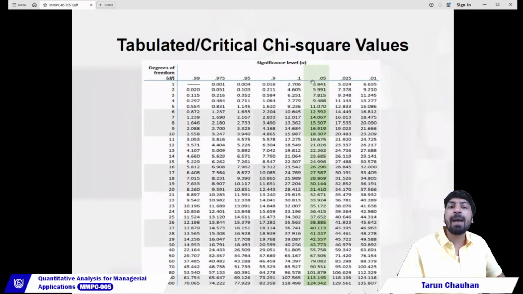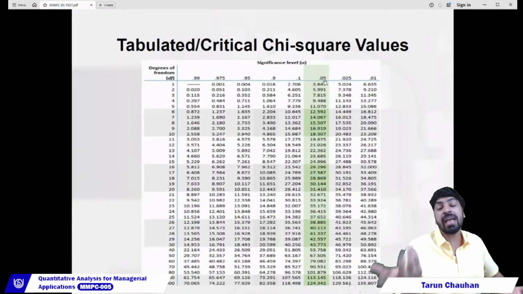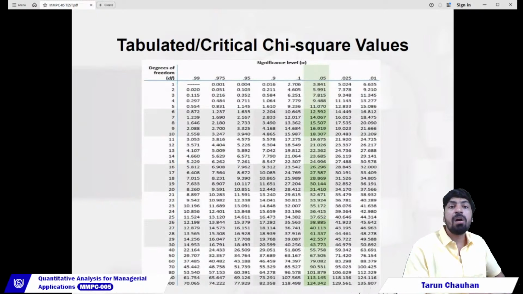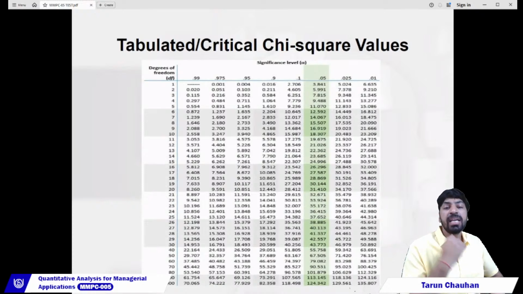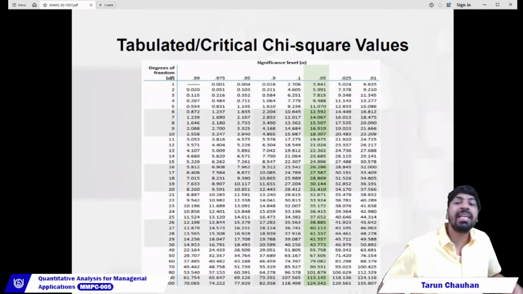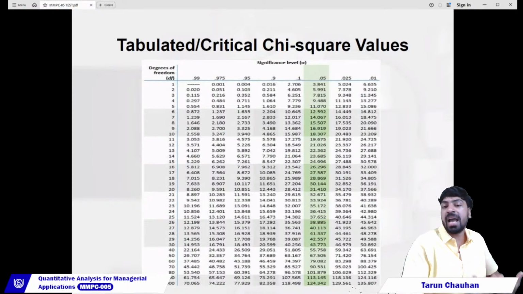So what is the tabulated chi-square value from the table? That is 3.841. So this is the tabulated chi-square value. Why are we calculating the tabulated chi-square value? Because we have to test the null hypothesis, and to test the null hypothesis, it is mandatory to calculate the tabulated chi-square value, and based on such value the researcher will get to know whether the null hypothesis is accepted or rejected.